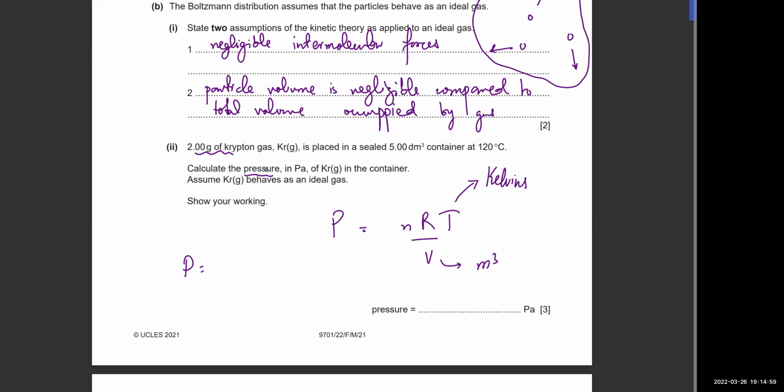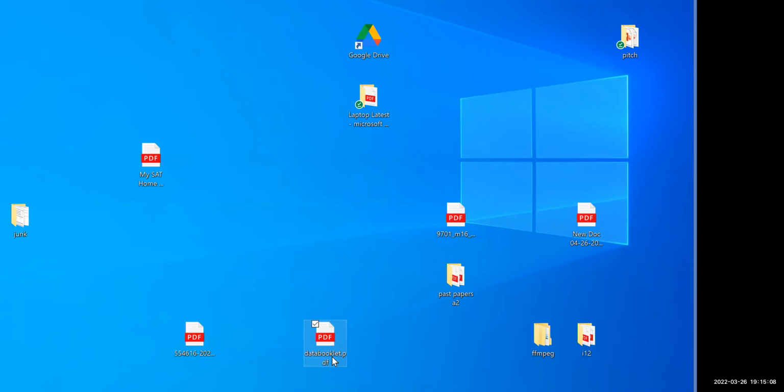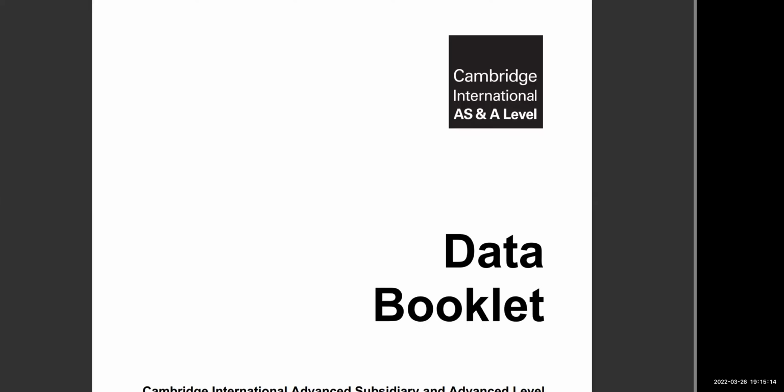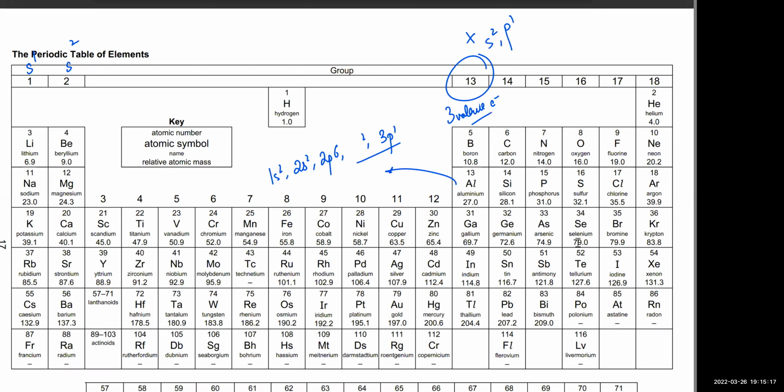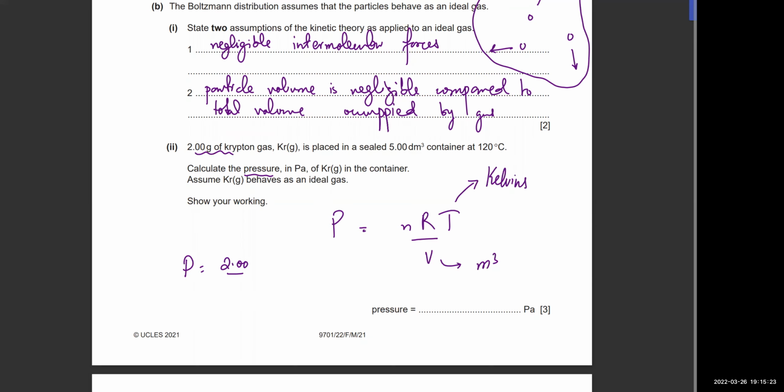2 grams, moles is going to be mass divided by the Ar of krypton, which is what? I'm not really sure what that is, but we can open the data booklet. The Ar of krypton is this one, is 36. So that is the number of moles, into R, that's 8.31, into temperature, which is given as 120 centigrade. That's going to be in Kelvin, so it's going to be 120 plus 273, and divided by the volume, which should be in meter cube.